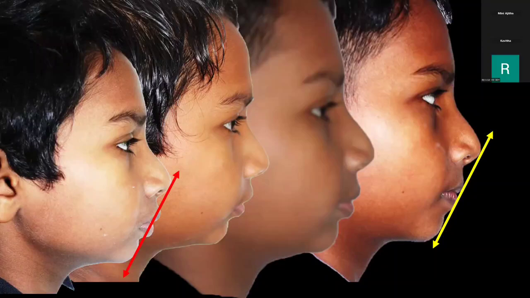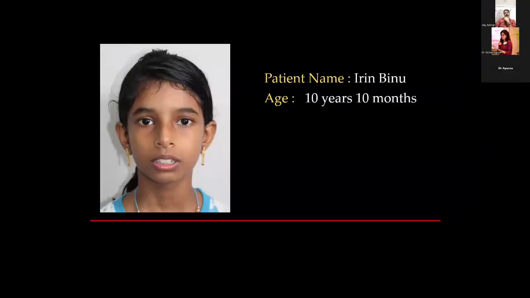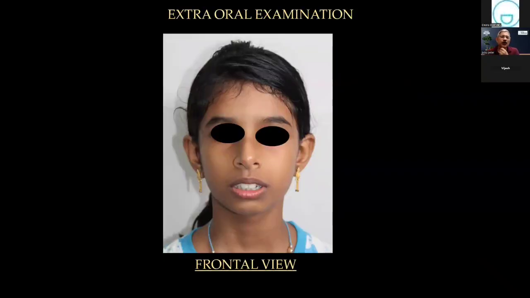Let's see one more interesting case, and I am signing off from this. Again, a little more adult. She was a female, but a little more matured and adult. A 10-year-old female with crowding and proclination with functional problem.